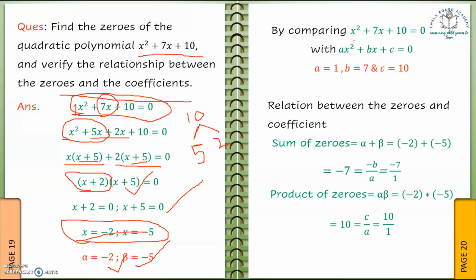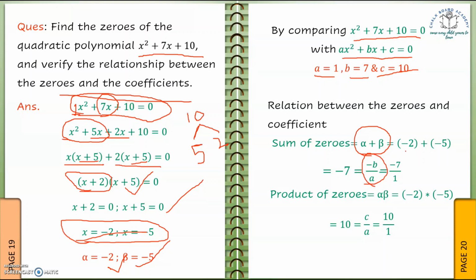So the equation here is x square plus 7x plus 10. Now we are comparing this with ax square plus bx plus c. From that we got a is equal to 1, b is equal to 7 and c is equal to 10. Now to find out the relationship, again we use the same formula. Alpha plus beta is equal to minus b by a.